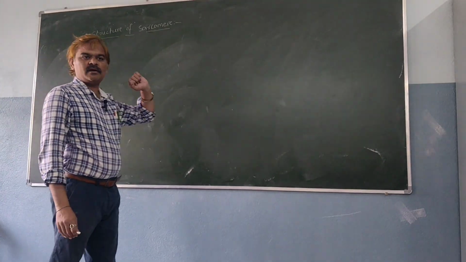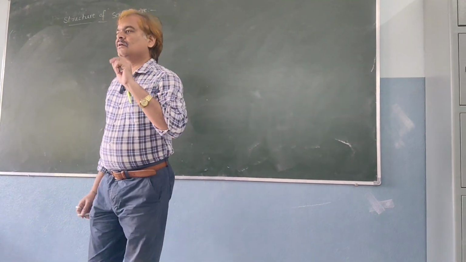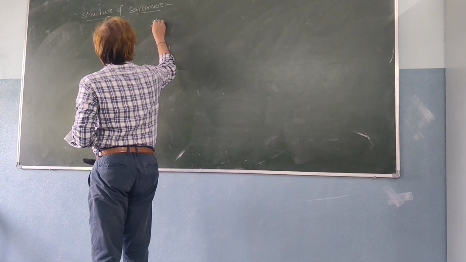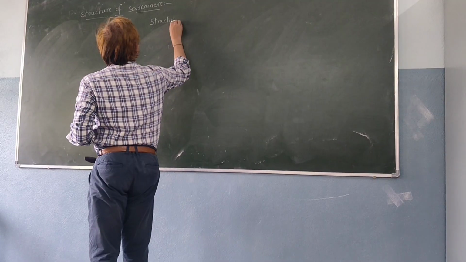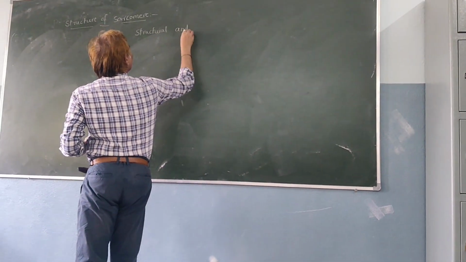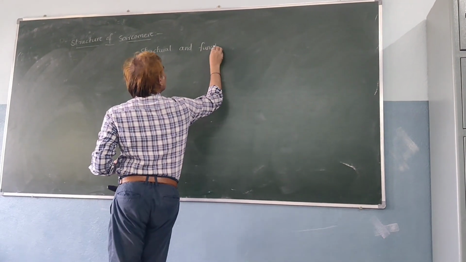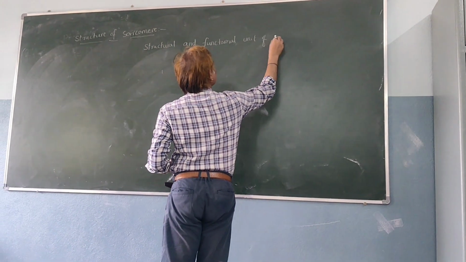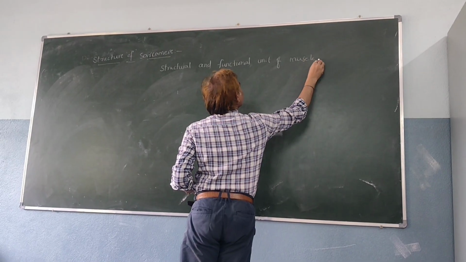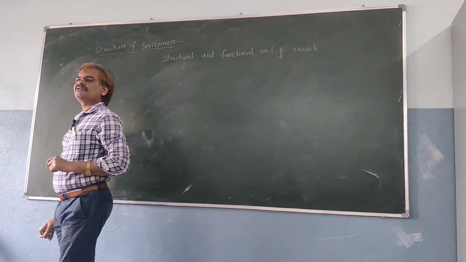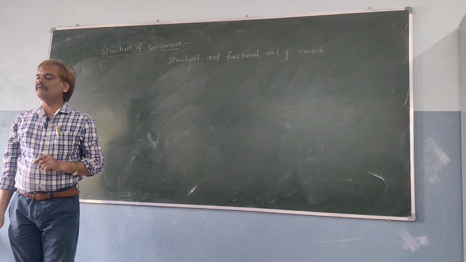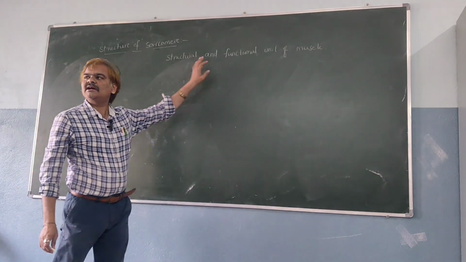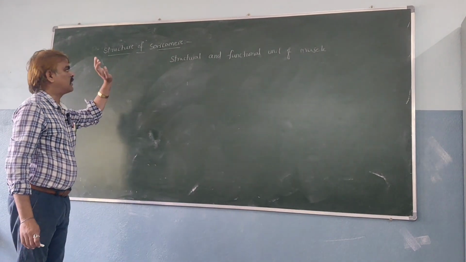Structure of sarcomere. So here, what is meant by sarcomere? Sarcomere is a structural and functional unit of muscle. Sarcomere is nothing but the structural and functional unit of a muscle. Clear? It gives the structure as well as the function to the muscle. That is called a sarcomere.